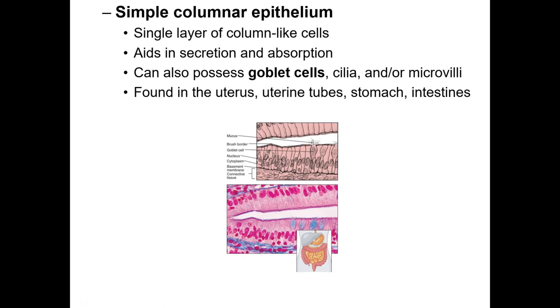Then we have simple columnar epithelium. Instead of cubes, they look like little columns. Again, hence the name. They deal in absorption and secretion of mucus and other products, and the movement of egg and embryo in the uterine tube. They are found in the inner lining of the stomach, intestines, gallbladder, uterus, uterine tubes, and kidney tubules. And they have some distinguishing factors, such as goblet cells, which are the large cells that you see in the photo, cilia, and microvilli.